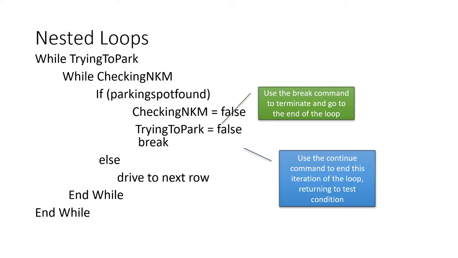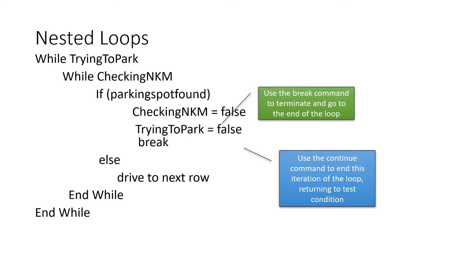So while you're trying to park, you might drive through various different parking lots checking to see if a parking spot can be found. And if you do find a parking spot, great, you can quit your loop, right? You can stop checking parking lots and you can stop trying to park. But if not, then you're going to have to keep checking that parking lot, and then you'll have to leave that parking lot and check another.